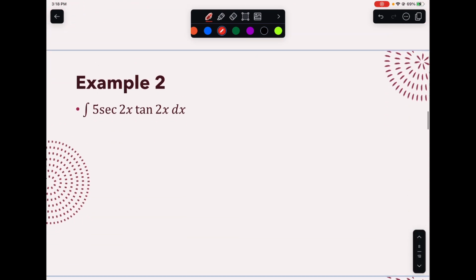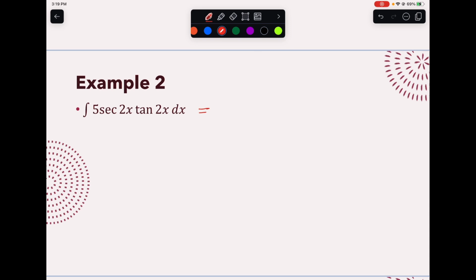For number 2, we have a product of secant 2x and tangent 2x. Remember that in integration, we can only integrate right away if it is separated by plus and minus. But if it is a product, in this case secant 2x and tangent 2x, it's not possible to find the integral of secant 2x and then the integral of tangent 2x and then multiply the answers. There's no such property in integration. We cannot distribute.